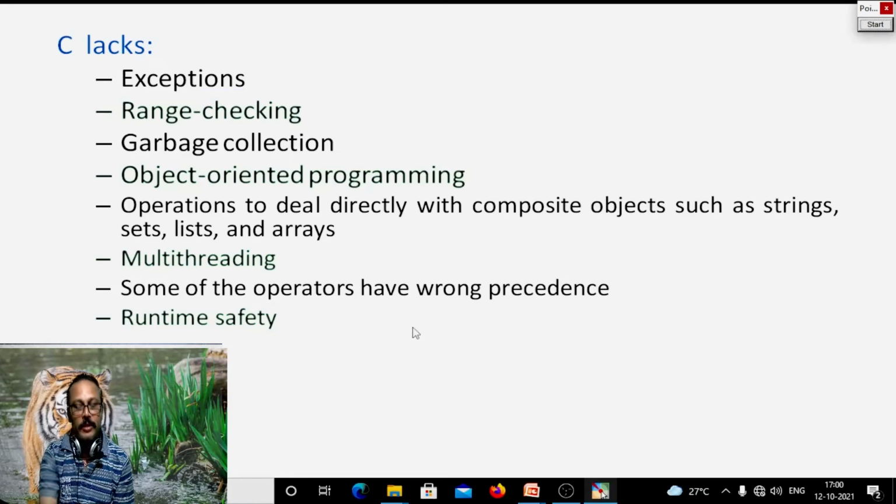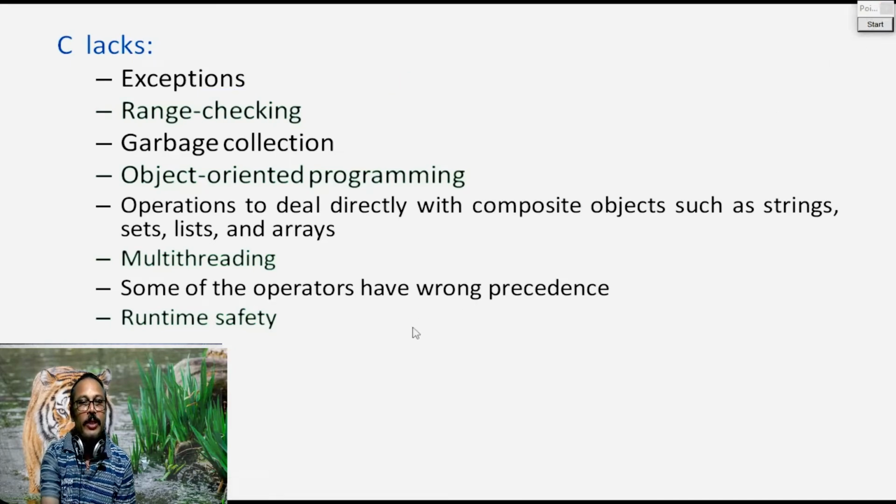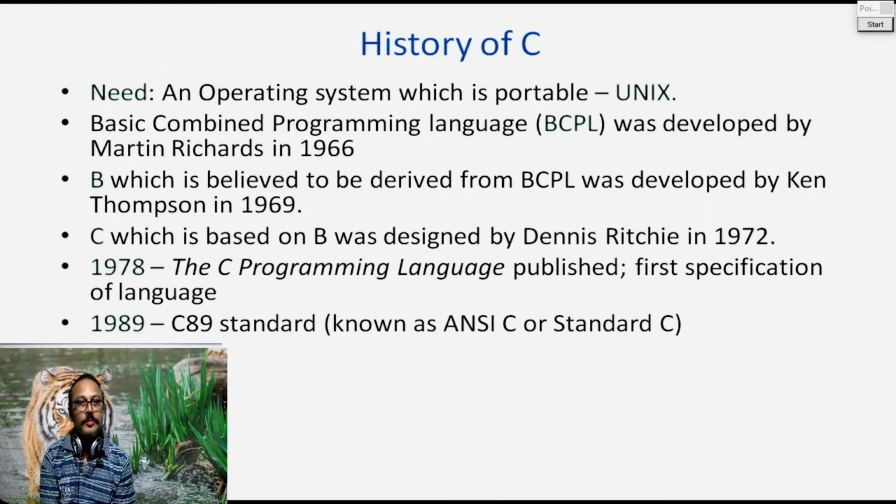You just remember these things. Some of these things may not be easy for you to understand, but nevertheless, try to remember these things, keeping the broad history of the C language in mind. The need: why somebody needed this C language? Why did people think about this C language?